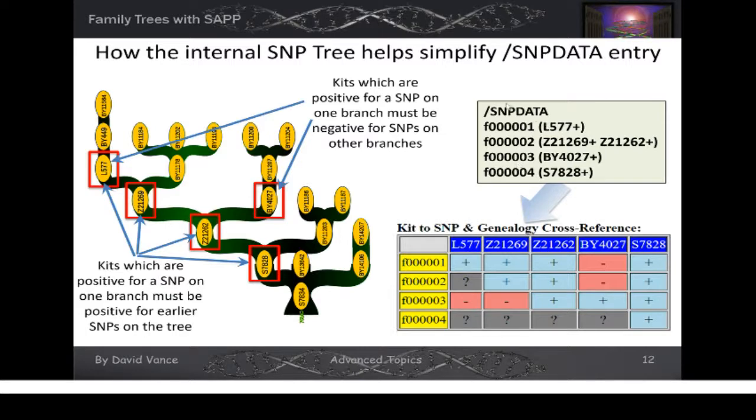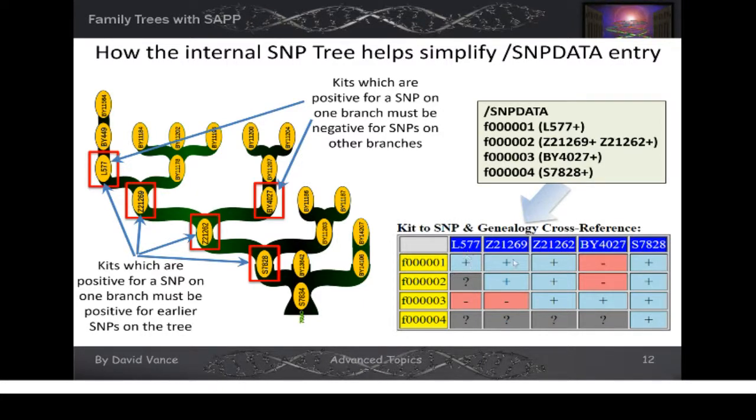For instance, when I put this input into SAPP, because it knows this tree, it produces this as the output table that says how kits 1, 2, 3, and 4 are related to each other. And if you notice, there are certainly still question marks. For instance, kit 2 we know is positive for these 2 SNPs, but that doesn't mean that we necessarily know his L577 status, because he may not have been tested for that SNP. We don't know for sure. So that's still marked as a question mark down here.